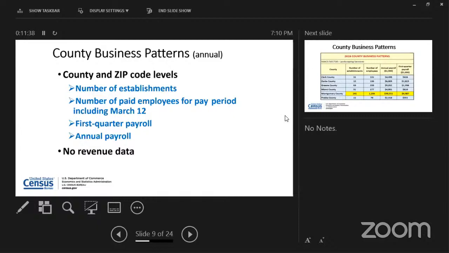And what you get at the county and zip code levels is the number of establishments, the number of employees, and then you get payroll data. It doesn't give you revenue data.